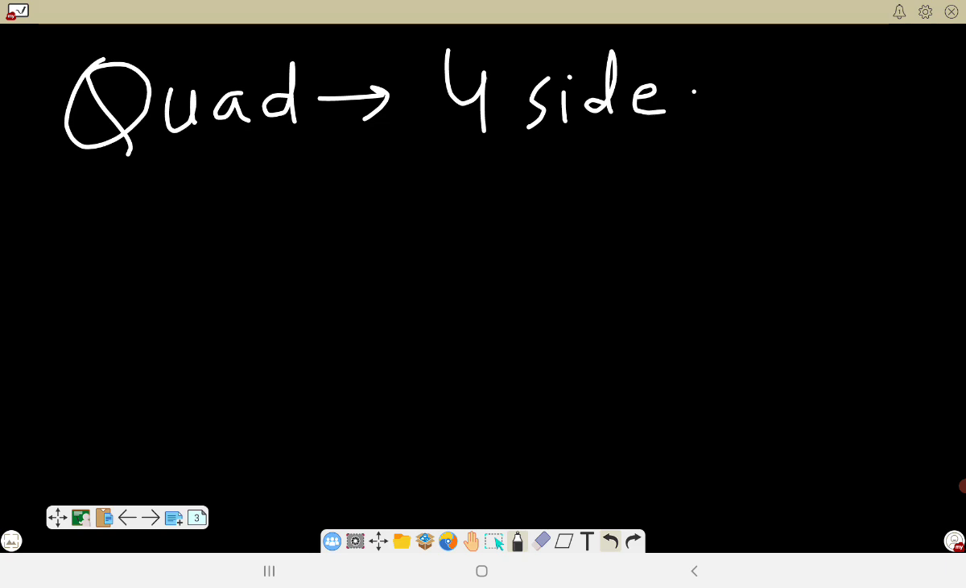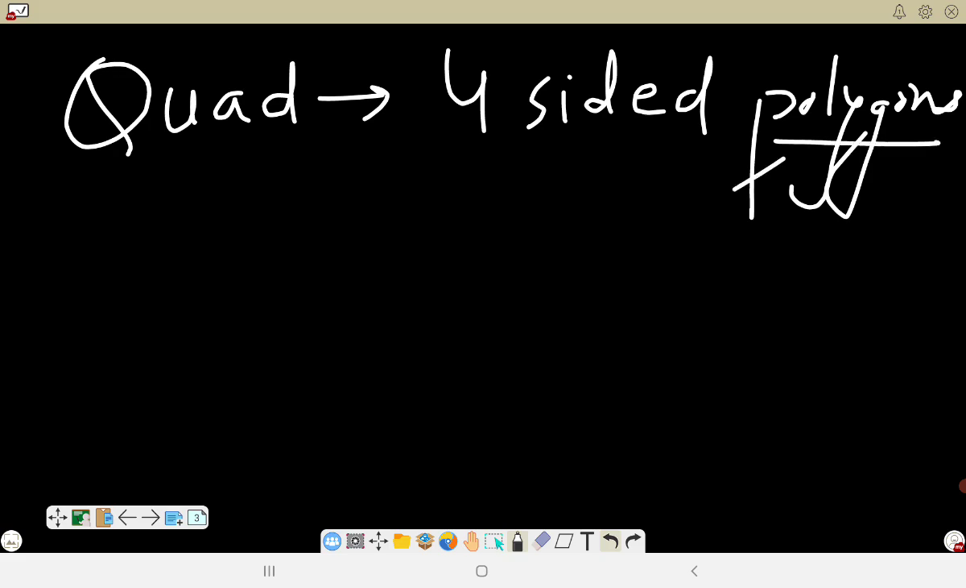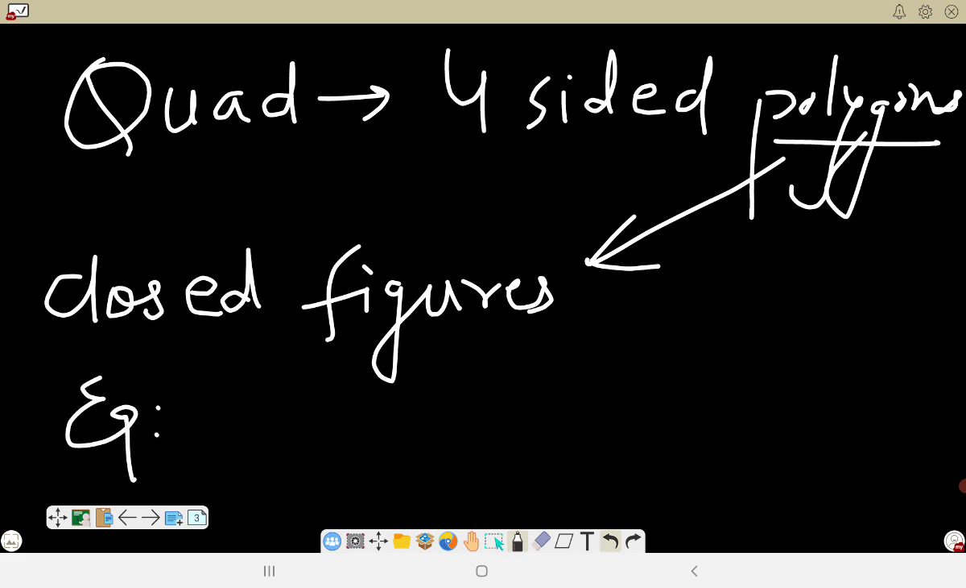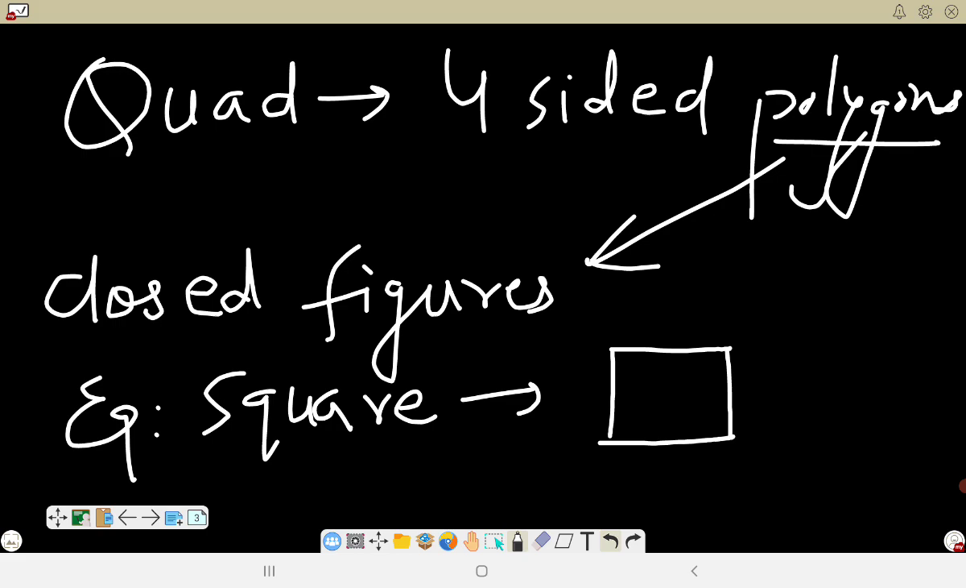Now what are polygons? Four-sided polygons, okay ma'am, but what are polygons? We have heard the name for the first time. So polygons are the closed figures which are bounded by line segments. Just as we saw in the example of a square: it has four sides bounded by line segments and it is a closed figure. Similarly for the rectangle: four sides, a closed figure with line segments. Fine, so these are polygons.